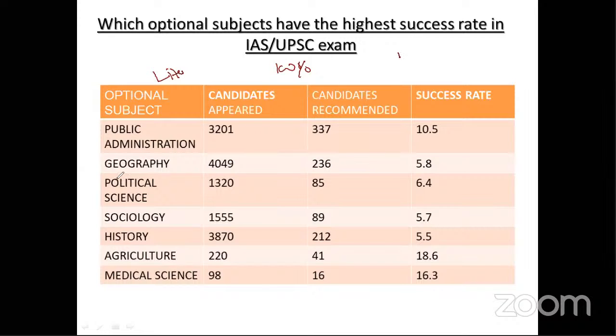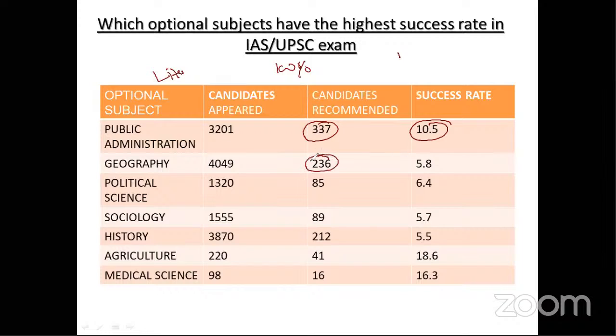Okay. So when you talk about public administration, the total number of students who appeared is somewhere around 3,000. Only 300 students are finally recommended. So the success rate is 10.5 here. You see from geography, most of the students opted for geography as an optional subject.